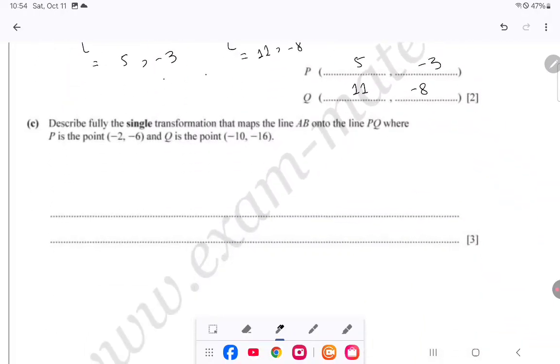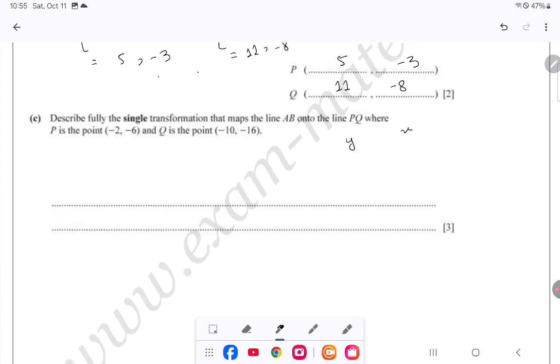Now part C says describe fully the single transformation that maps the line AB onto the line PQ, where P is the point negative 2 comma negative 6, and Q is the point negative 10 comma negative 16. For that, we have to find how much the points are enlarged, and the enlargement can be found with the help of y. So x will remain constant.